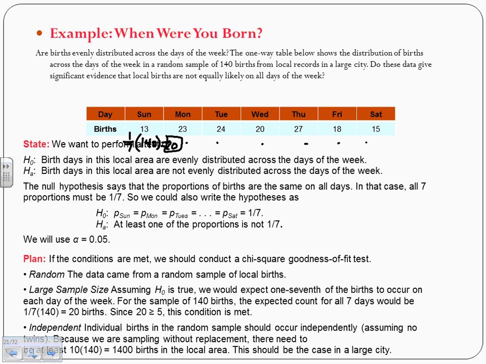If the conditions are met, then we can do the chi-square goodness of fit test. So let's check our conditions. Random: the data came from a random sample, we're told. Large: we found all of the expected counts to be 20, so we're good there. Independent: individual burglaries in the random sample should occur independently. Since we are sampling without replacement, you're going to check your 10% condition. Take 10 times your sample of 140, and you can say that there are at least 1,400 burglaries in that large city. So it should be the case in the large city.